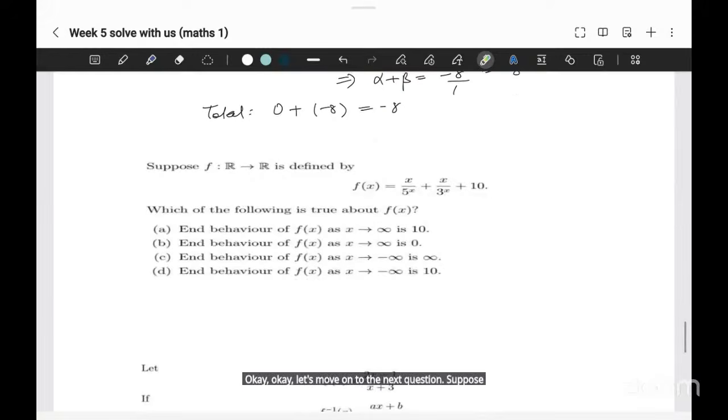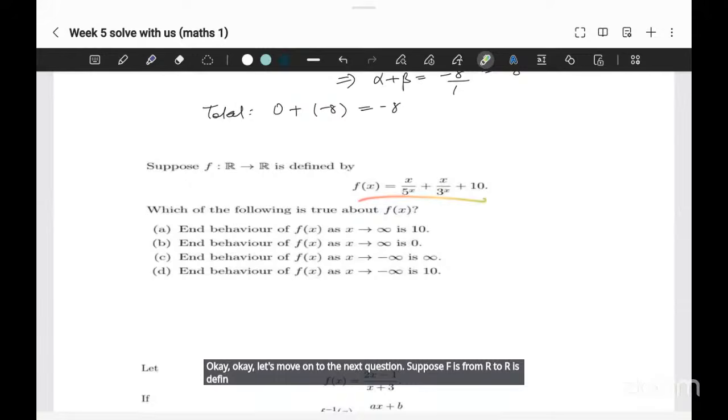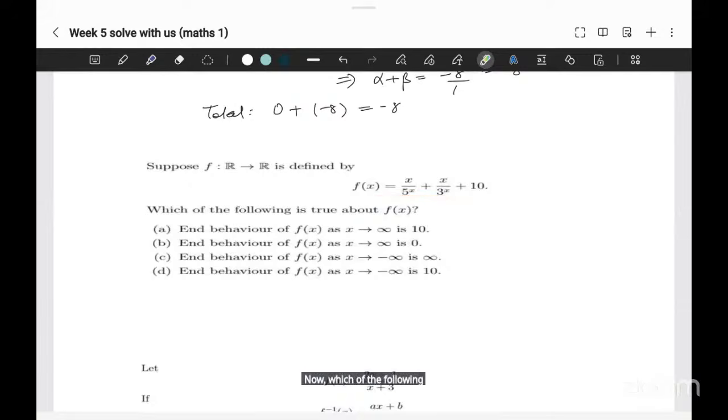Suppose f from R to R is defined by this. Now, which of the following statements is true about f(x)? We need to find out the end behavior of f(x) when x tends to infinity and when x tends to minus infinity.